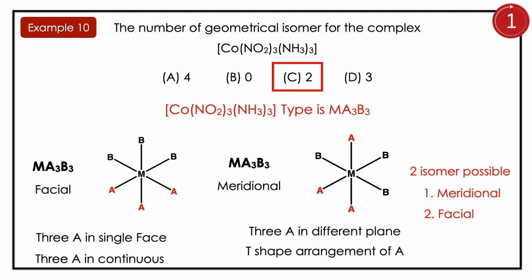This kind of problem may look simple once you understand the basics, but I always recommend writing a simple formula instead of big ligands. Here, if you write the big complex as MA3B3, it gives better clarity and clear understanding, and helps you solve the problem better. The concept you have to learn here is that the facial isomer has continuous ligands, and the meridional isomer has T-shaped ligands.